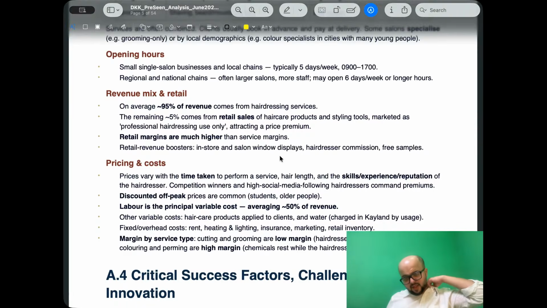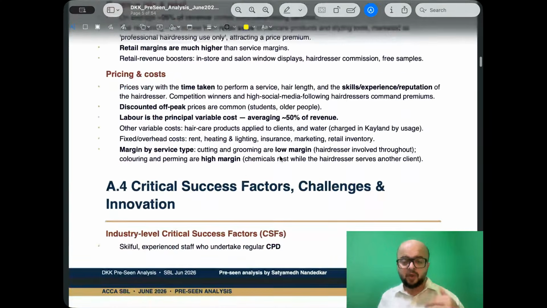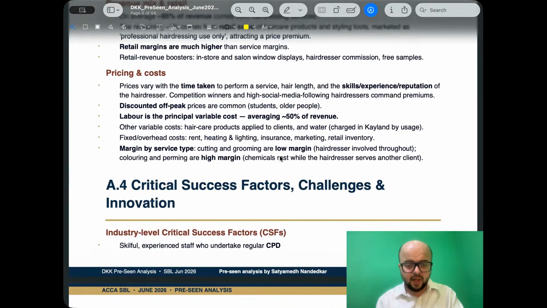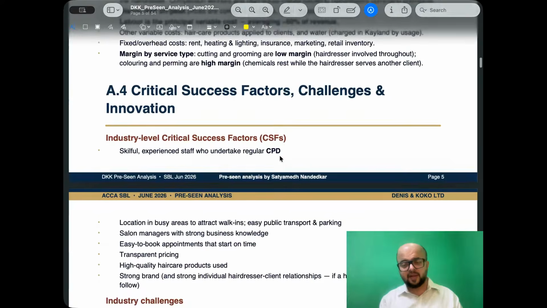Chemicals rest while the hairdresser serves another client. So you can use that time better and deliver the same service to more customers at the same time, because till this person's hair sets, you can go and deal with another person and then again come back. Now, what are the critical success factors?